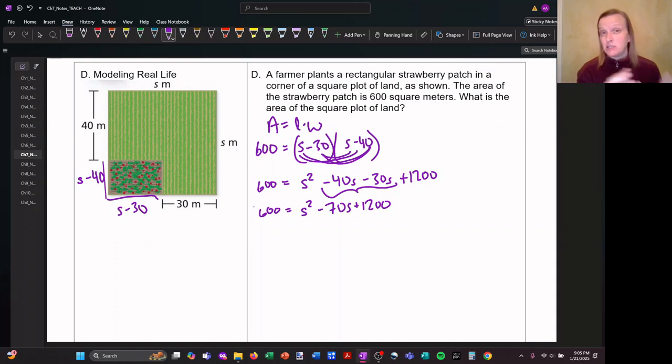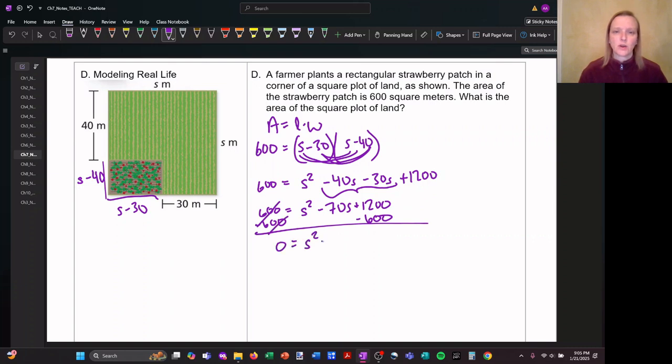So first of all, I need to get 0 on one side of the equation. I need to have all of my variables and all of my constants on one side and 0 on the other. So I'm going to subtract 600 from both sides. And I have 0 equals S squared minus 70S plus 600. Now I'm ready to factor this and write it as a multiplication problem.